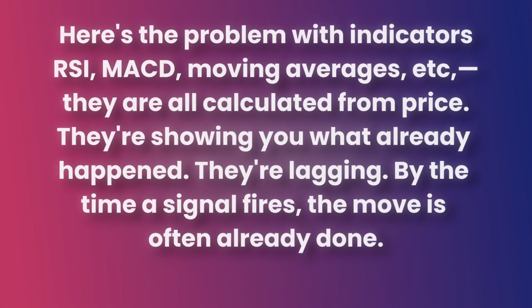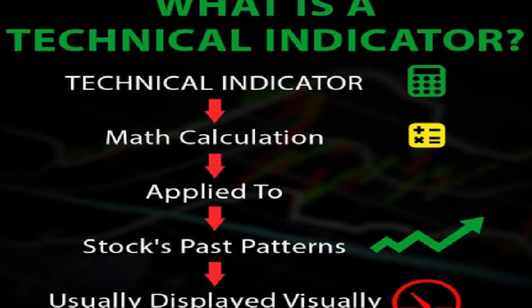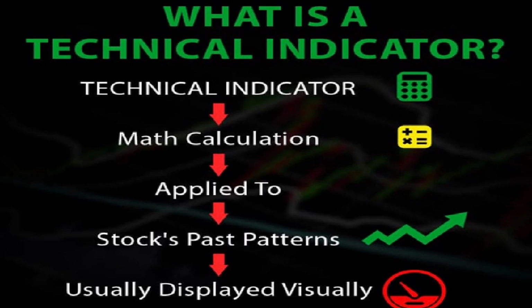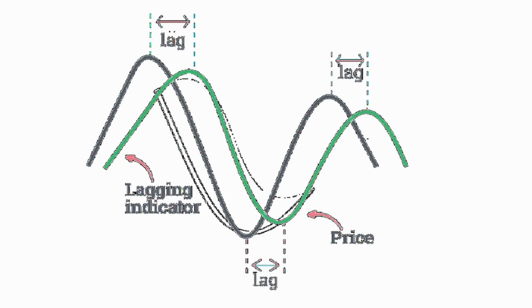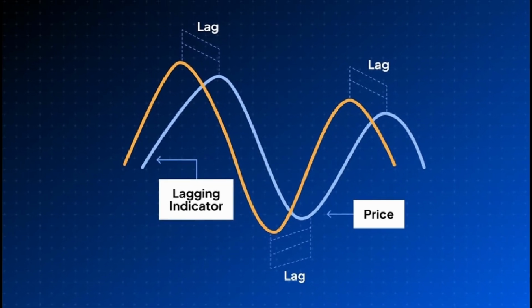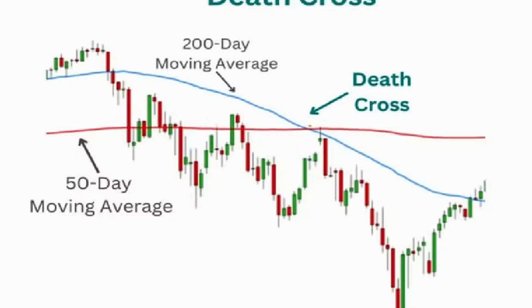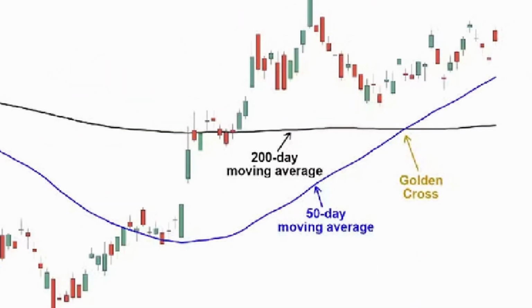Here's the problem with indicators. RSI, MACD, moving averages, they are all calculated from price. They're showing you what already happened. They're lagging. By the time a signal fires, the move is often already done. And worse, everyone sees the same signals. Retail traders, bots, everyone. Institutions know where the 50 moving average is. They know where the 200 moving average is, and they use those levels to trap people.